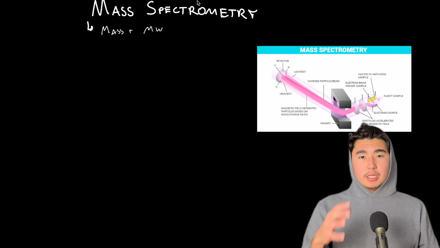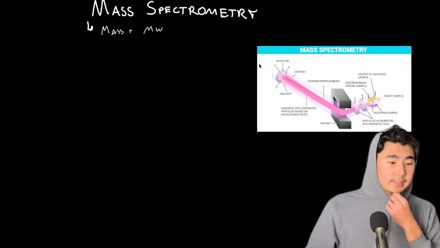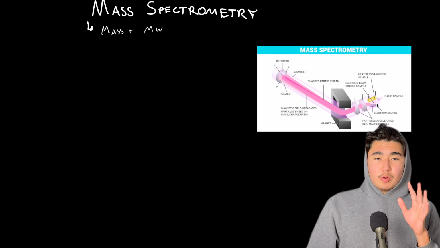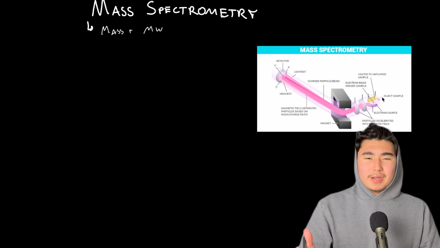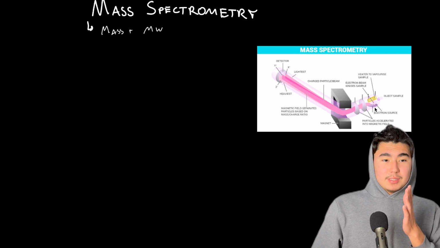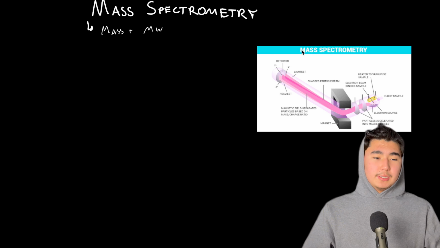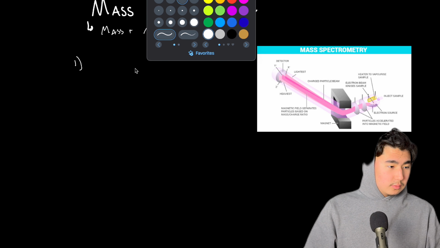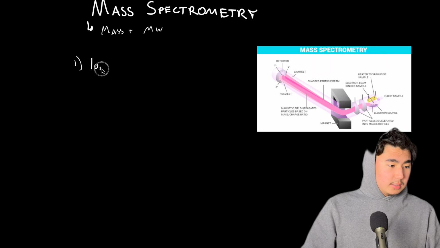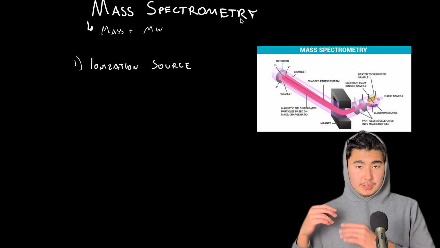Over here I have a picture of what mass spectrometry looks like, just got it off the internet. This is pretty much the starting point of everything. This is where we inject a sample of some random organic compound. And there are three basic parts to this sort of machinery. The first one is going to be ionization. So our first part is going to be that ionization source.